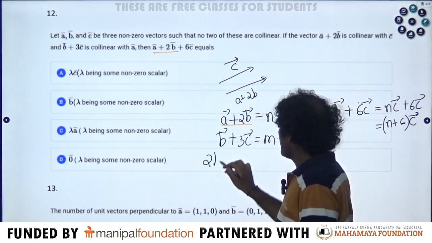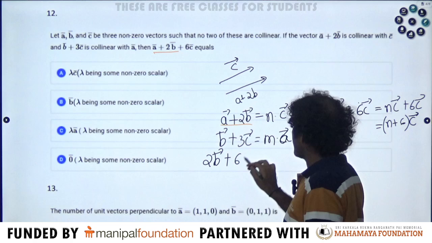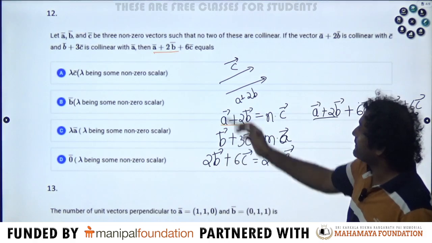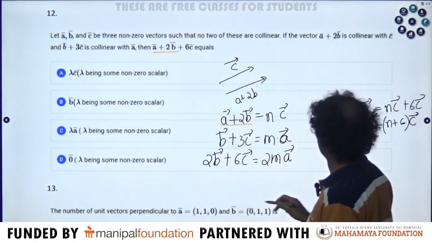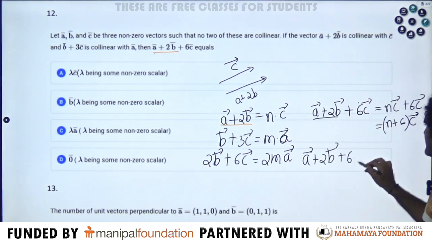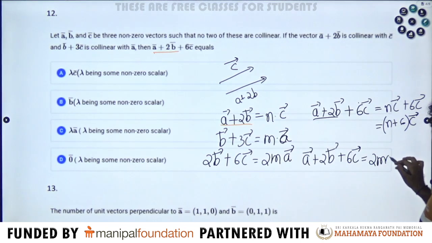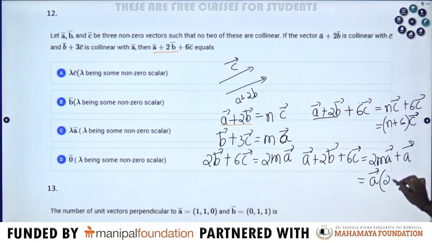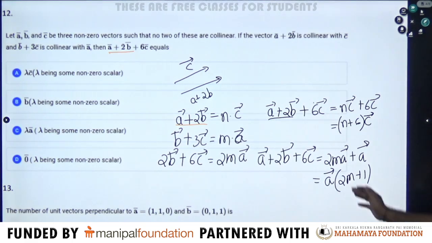Double it first. 2b plus 6c is 2m into a vector. But I don't want only this, I want one additional a vector, so I'll add a vector. A vector plus 2b vector plus 6c vector is 2m a vector plus a vector. Again I can take a vector common: 2m plus 1. Here we got n plus 6 into c, here 2m plus 1 into a. Correct, right? So what do we understand from this?